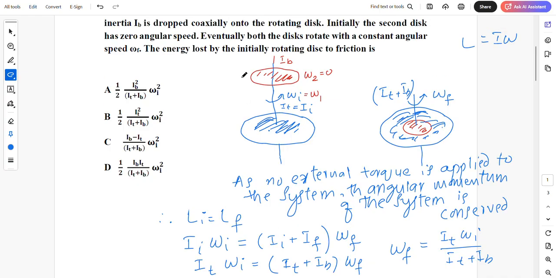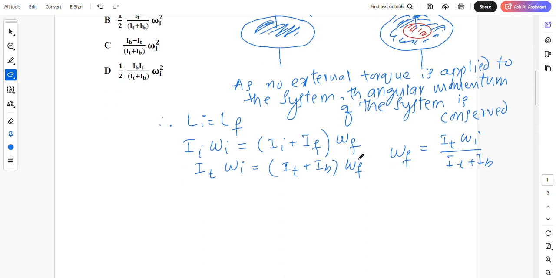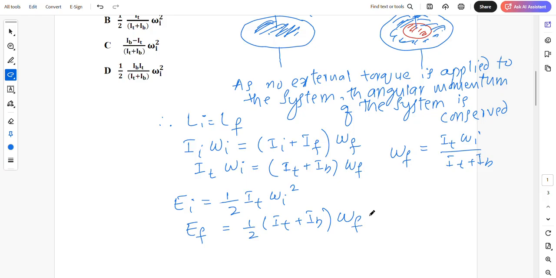What are they asking? They are asking the energy lost by the initial rotating disk due to friction. Now, what is the formula for energy loss? You have to calculate EI. EI is equal to half of IT into omega I the whole square. This is the initial energy. What is the final energy? Final kinetic energy is given by 1 by 2 into IT plus IB into omega F the whole square.